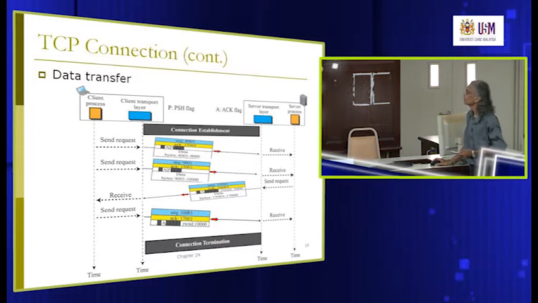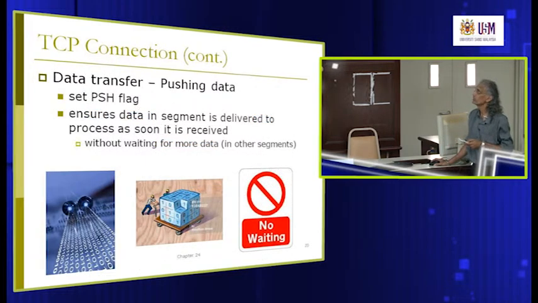Right, and now the acknowledgement flag is set, and now we set the P flag. What this P flag will do is that once the packet arrives at the destination, the server, that packet will be quickly read, the data extracted, and the data passed on to the process. It means you don't have to wait until all the packets arrive in sequence before you pass the data to the process. You push the data. You want the data pushed to the process as soon as possible. That's what the push flag is. It ensures the data in the segment is delivered to the process as soon as it is received, without waiting for any more data in other segments. Right? Okay, anyway, doesn't matter.